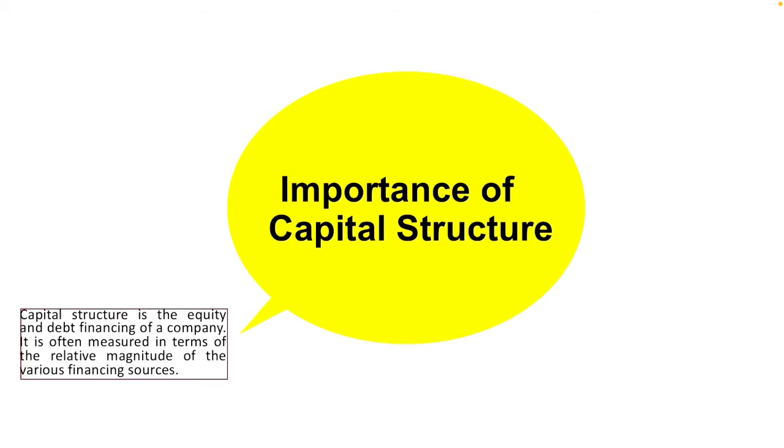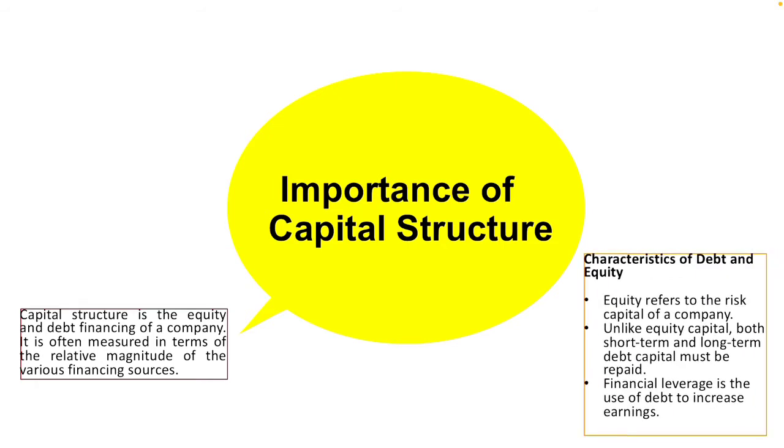Capital structure is the equity and debt financing of a company, and it is often measured in terms of the relative magnitude of the various financing sources. A company's financial stability and risk of insolvency depend on its financing source and the types and amount of various assets it owns. And there is also characteristic of debt and equity. The first point is equity refers to the risk capital of the company. Characteristic of equity capital include its uncertain or unspecified return and its lack of any repayment pattern.